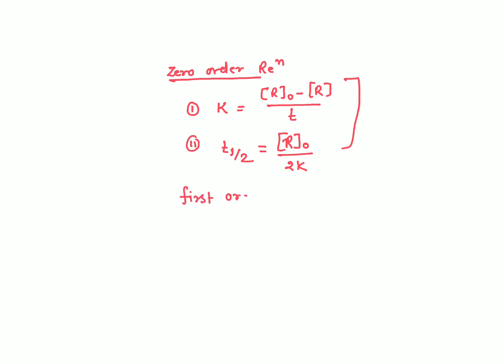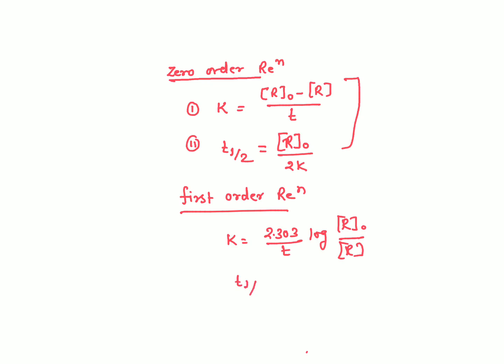For the first order reaction, we again have two formulas. K is equal to 2.303 by time, log of initial concentration by final concentration, for the rate constant. And for the half life period the formula is 0.693 by K. So these are the four formulas which are used especially to solve numerical problems. So all of you should take a screenshot.